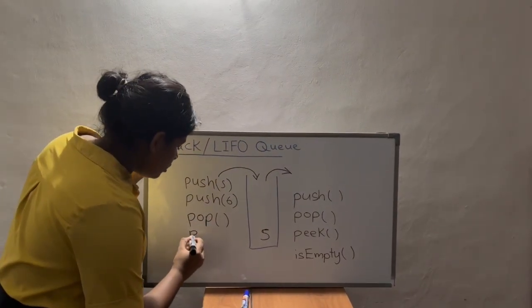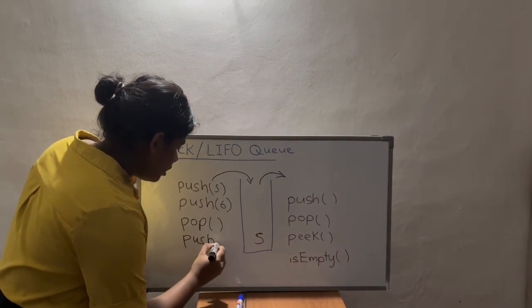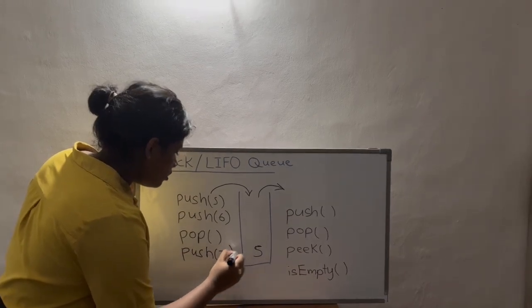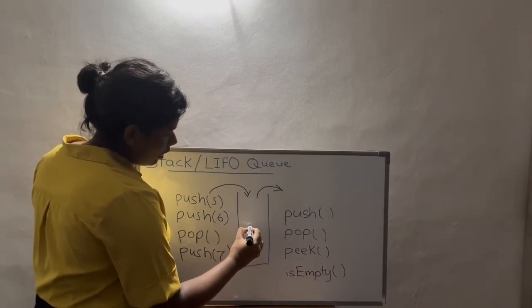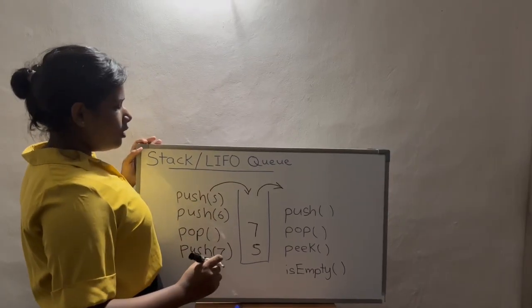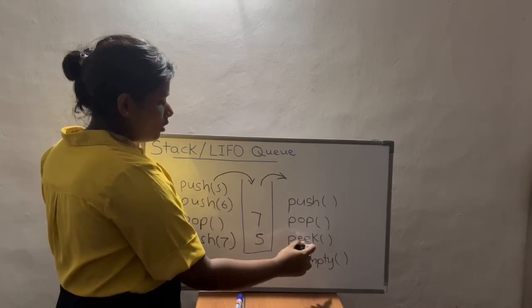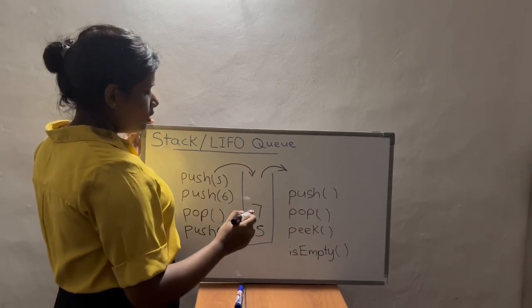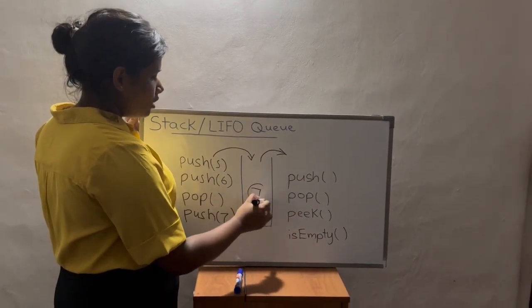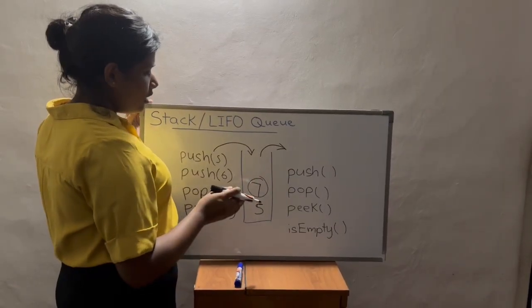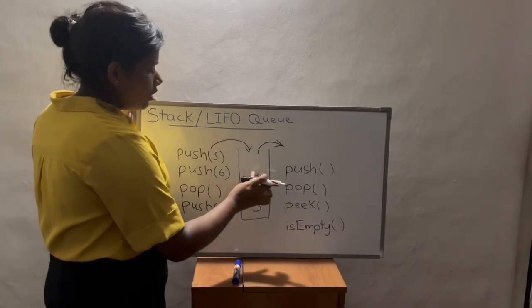Let's add another element, so it will be like this. And if we perform the peek operation, we can view the topmost element of the stack. In this case, it is 7.